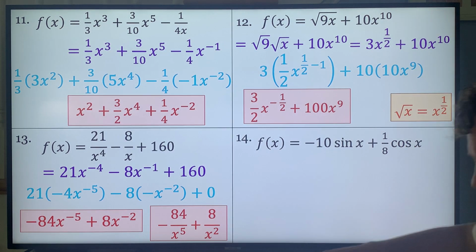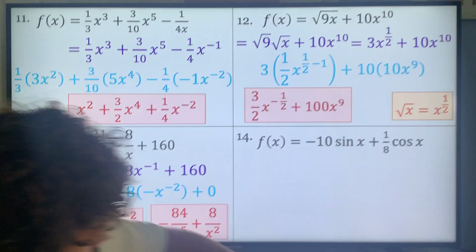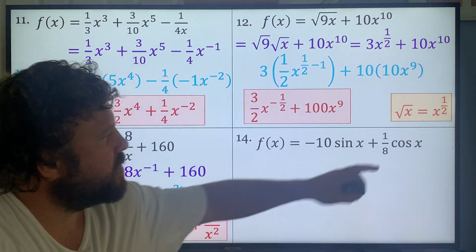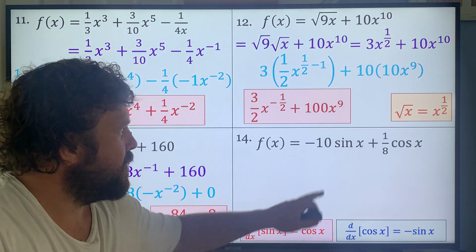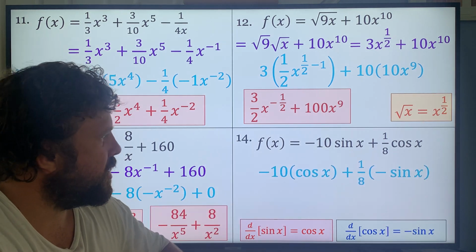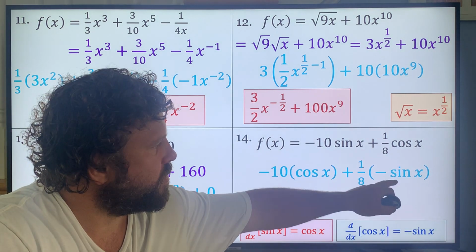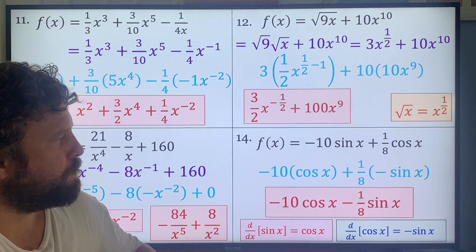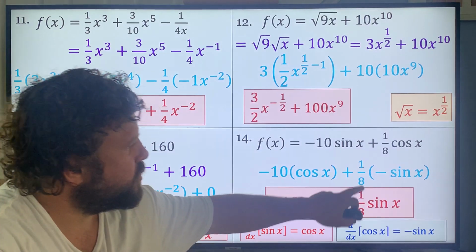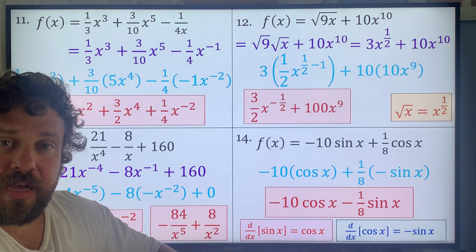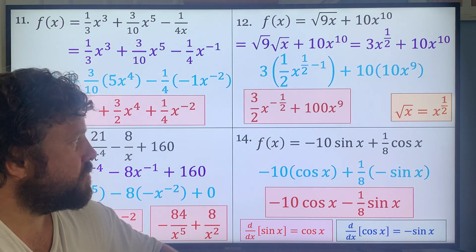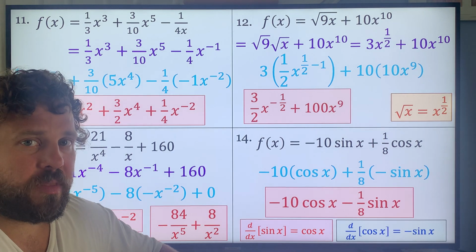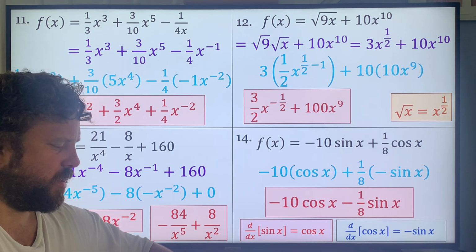Right here. I'm not giving it. I'll switch. Derivative of sine, cosine, derivative of cosine, negative sine. -10 cosine x plus 1/8 minus sine x. Right? And then you just do negative times 1/8 is negative 1/8. So it's -10 cosine x minus 1/8 sine x. Right? Look at that, halfway done. All right, nice and quick.